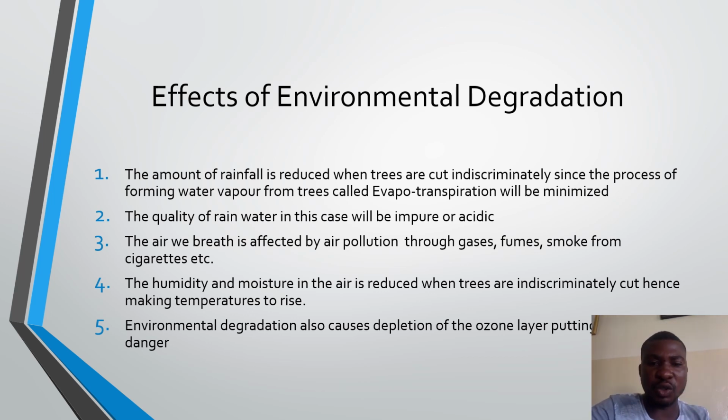5. Environmental degradation also causes depletion of the ozone layer, putting man's life into danger. What we are saying here is that when there is environmental degradation, it causes depletion of the ozone layer. We have the ozone layer, the greenhouse effect. There are clouds which cover the surface of the sky. When trees are cut down, those clouds begin to be destroyed, so they deplete.